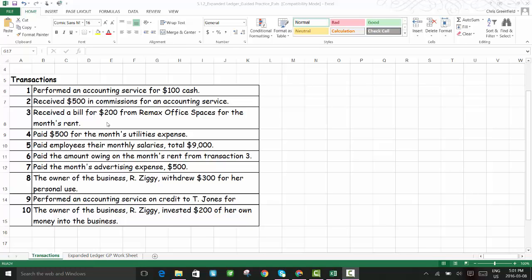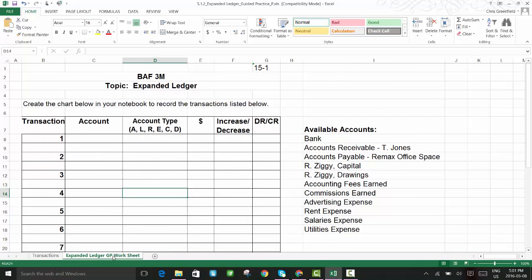On the surface they sound like pretty regular stuff, with a little bit more focus on the capital accounts, and we're going to see how these work and how they play out. You're going to need the expanded ledger worksheet. This is simply a way of organizing the information that we have, and then using that information to decide whether or not we're going to debit or credit our accounts.